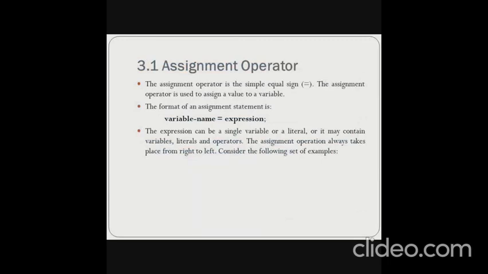And fourth one is assignment operators. Values can be assigned to a variable using the assignment operator. The assignment operator is a simple equal sign. It is used to assign the value to a variable. The format of an assignment statement is variable name equal to expression, semicolon. The expression can be a single variable or a literal, or it may contain variables, literals and operators. The assignment operator always takes place from right to left.